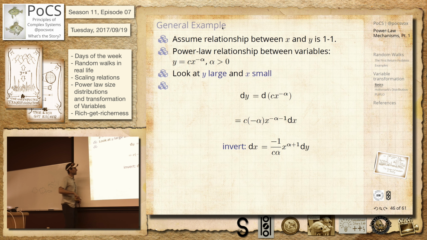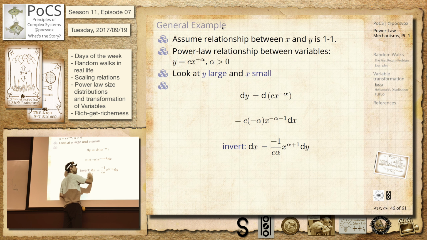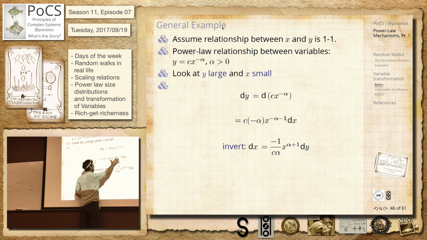And then we're going to invert this because we want to take the p of x dx. We want to replace the x's in that piece. We have to replace dx. So let's turn this around. So dx is here. We've got a dy from this side. And then we're going to take this blob and put it underneath. So there's going to be a c, an alpha, that's this. The minus 1 is here. And now this x to the minus alpha minus 1 is x to the alpha plus 1.